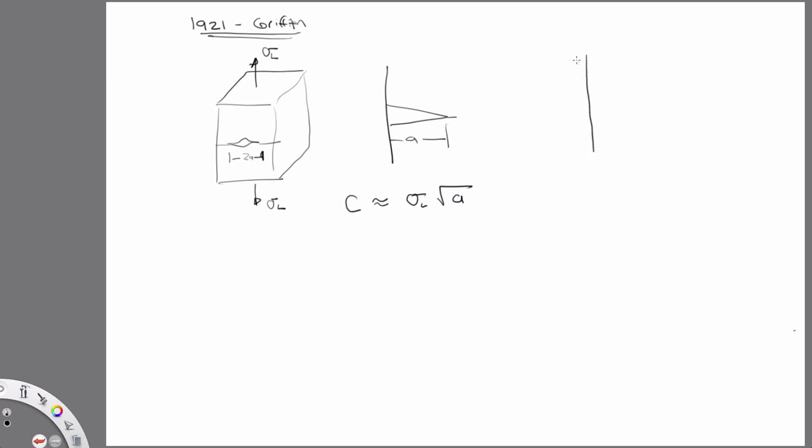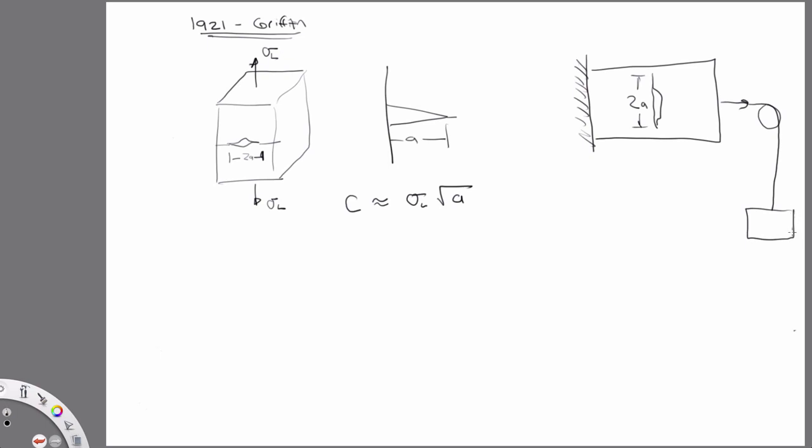I'm just going to come up with a hypothetical thought experiment here. If we have a sample with our crack 2a, we apply a far field stress, and you might imagine that, from a static analysis, you have some weight, and as you increase the weight, this applies a stress that's higher and higher. It's really a force, but if you divide it by the width, then you have a stress.